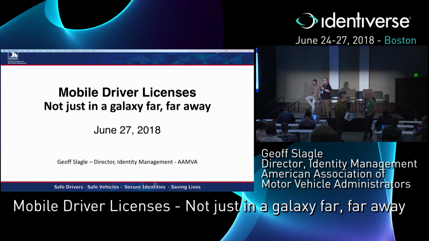So we're going to talk a bit about mobile driver's licenses, standardization happening in ISO and other places, another technology based on OpenID Connect, surprisingly enough. So I'll let Geoff take it away.